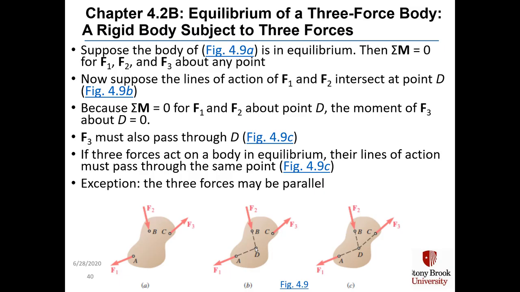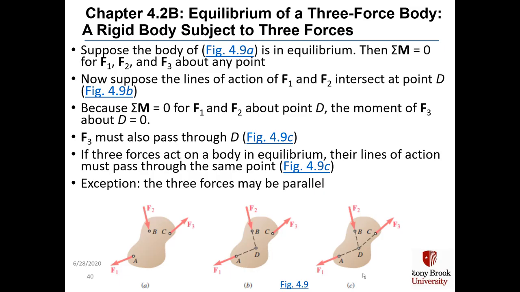The sum of the moments equals zero for F1 and F2 about point D. After all, they act through point D. The moment of F3 about point D has to be zero, because the sum of moments for all forces around any point has to be zero when a rigid body is in equilibrium. Therefore, we draw F3 as acting through point D, because if the moment of F3 equals zero and F3 is not zero, the only way that can happen is if F3 acts through point D. We show that in figure 4.9c. And we conclude that if three forces are acting on a body that's in equilibrium, their lines of action must pass through the same point.